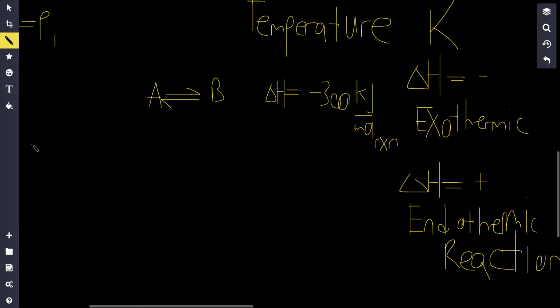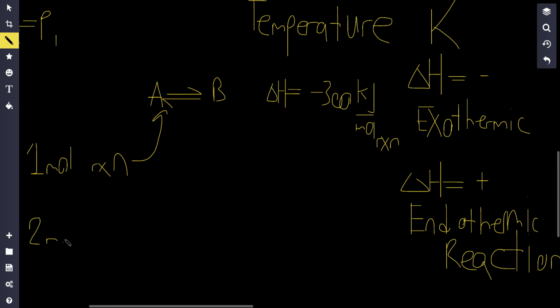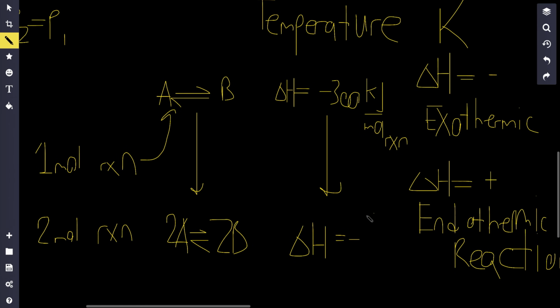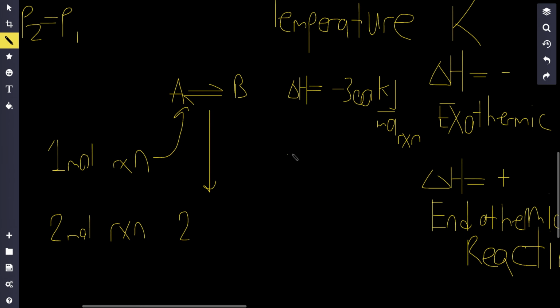In this case, one mole of this reaction just represents the original reaction. If I have 2 moles of the reaction, that implies that I have 2 moles of A at equilibrium with 2 moles of B, because I have twice the amount of stuff, right? My change in enthalpy is actually going to double. The change in enthalpy for this reaction is going to be negative 600 kilojoules per mole of reaction. So you get the gist there for the mole of reaction part.